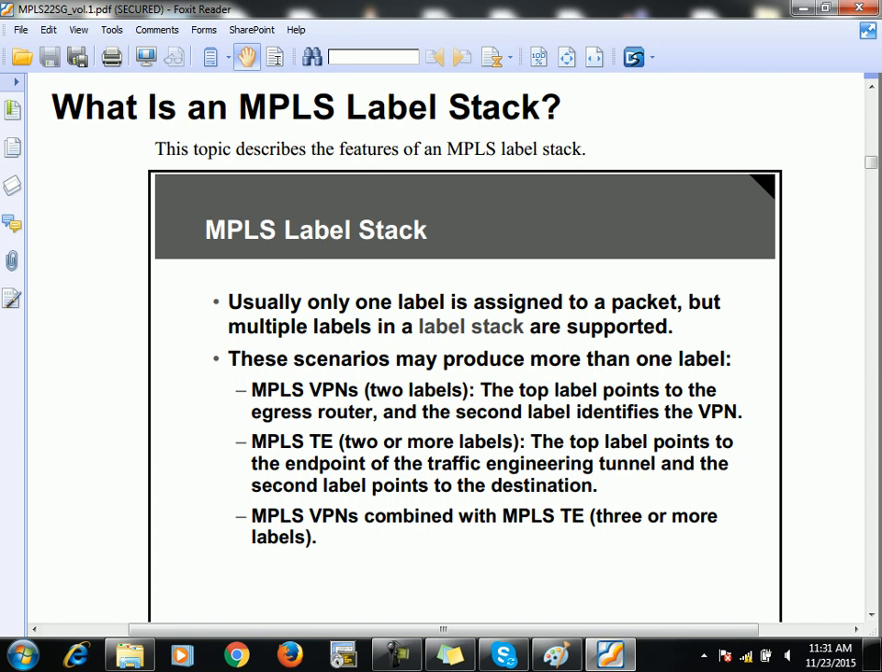MPLS VPN plus MPLS traffic engineering: if you are using a combination of both of them, then at least 3 labels will be there, and you can have more than 3 labels as well in between layer 2 and layer 3 headers. If you have multiple labels, that is called a label stack. Then the S bit, the bottom of stack bit, will be responsible to tell whether this is the last label before the IP header or some more labels are there before the IP header. If it is 1, this is the last label. If it is 0, some more labels are to be followed.